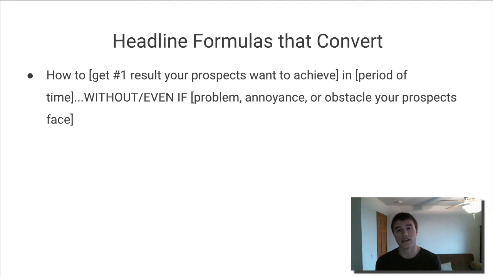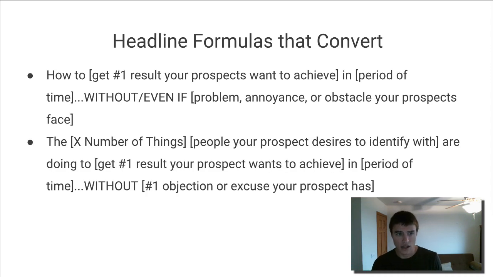So that's a very, very powerful headline. You can apply it to literally any industry you can think of. Another very powerful headline formula that converts is: the X number of things people your prospect desires to identify with are doing to get the result in X period of time without whatever that objection is. This headline's a little bit more complicated, but it's also incredibly powerful. Going back to the personal training example, it could be the 4 things fitness models are doing to maintain shredded abs in 3 months without going on crazy diets, right? I'm making this up off the top of my head, but you understand the power here.